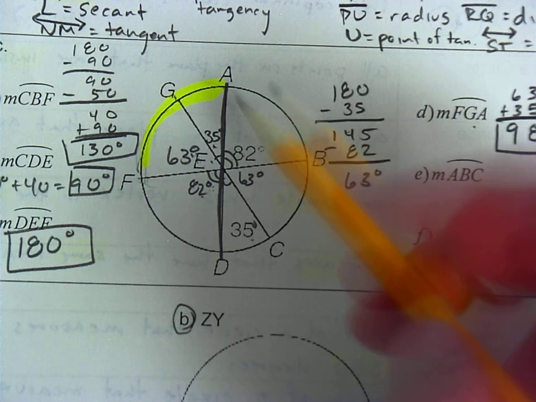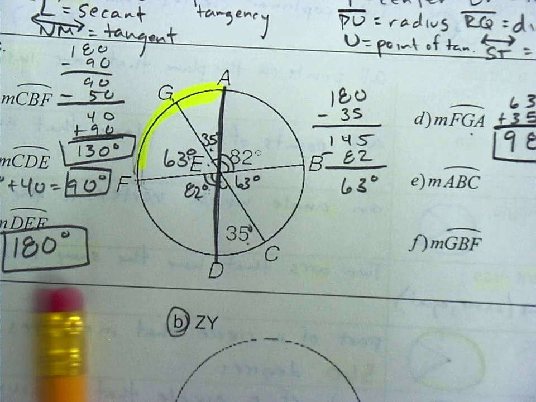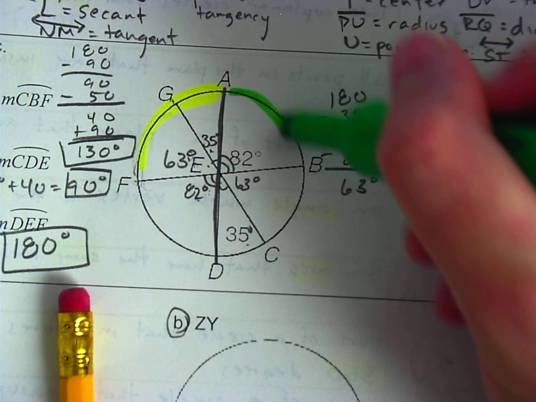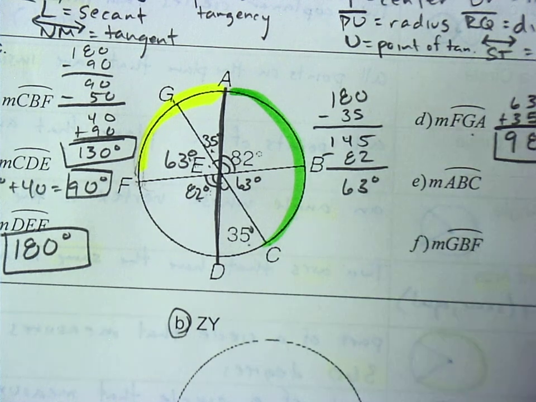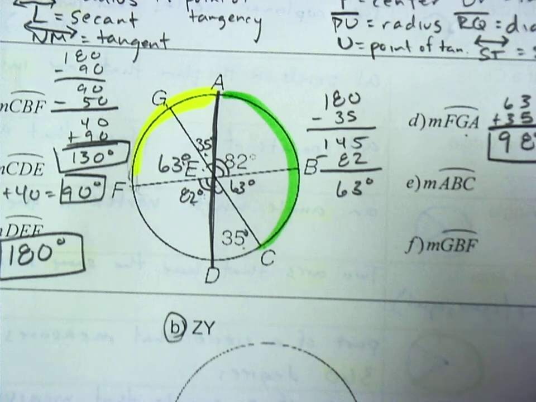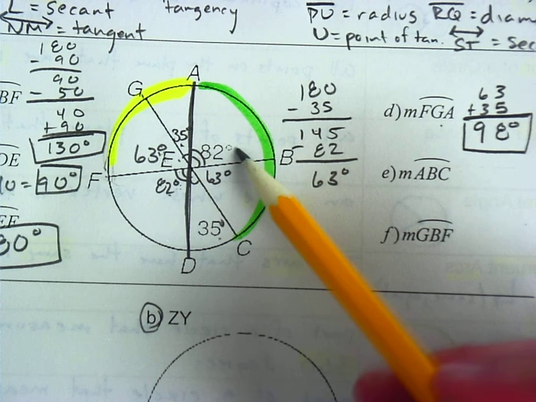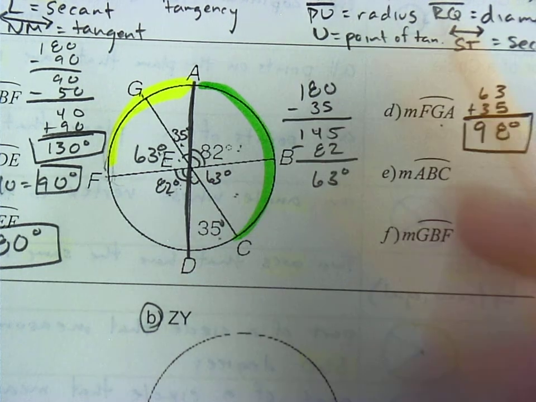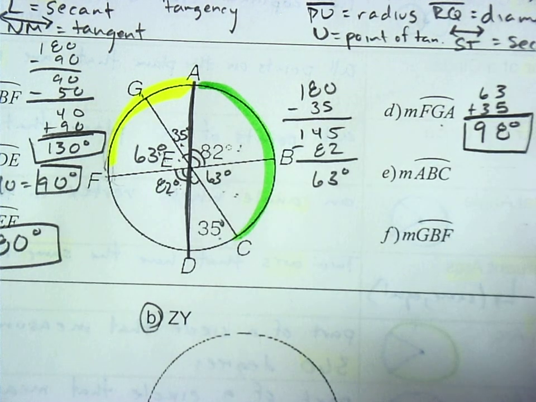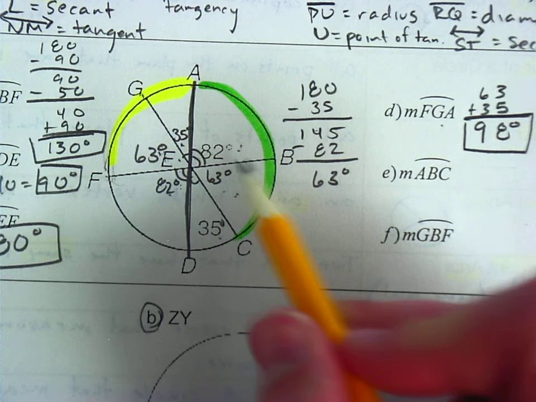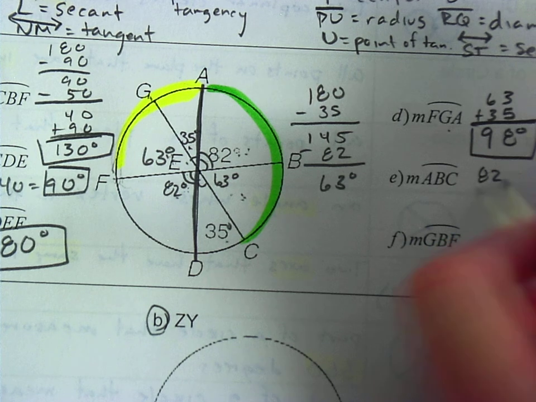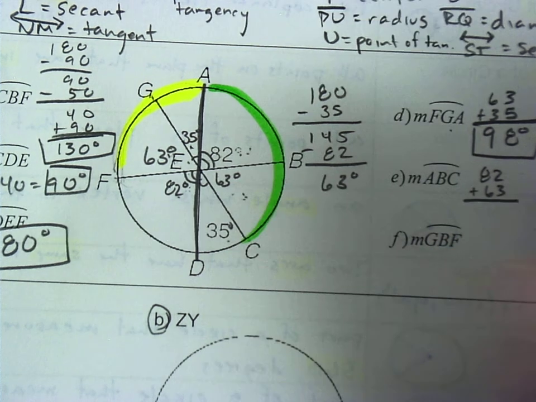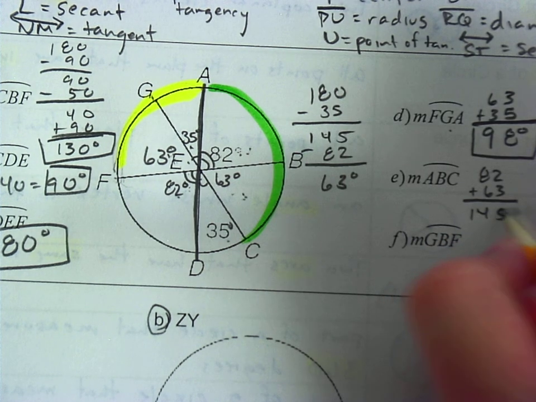Well, what about ABC? ABC is right here. It's not quite a full half, though it looks closer than the yellow one. ABC is going to be these two pieces put together. And it's a good thing that we wrote our vertical angle in over here, because we need to add this piece with this piece. So 82 plus 63, well, that's going to be 145 degrees.